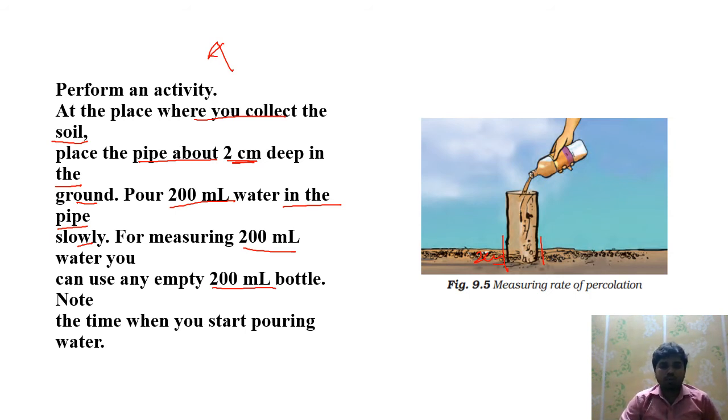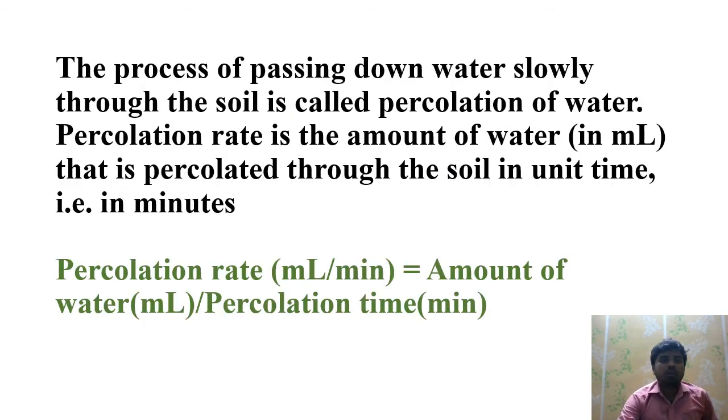Note the time when you start pouring the water. Okay, and after pouring the water, we have to see in how much time the complete water goes inside the soil. We have to note the time. Okay, so the process of passing down of water slowly through the soil is called percolation of water.